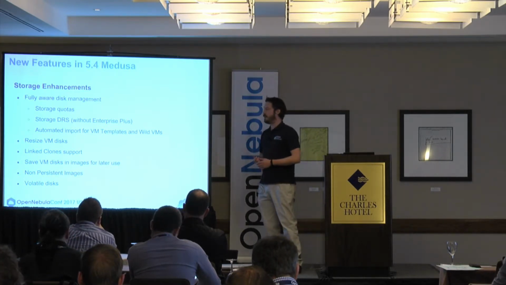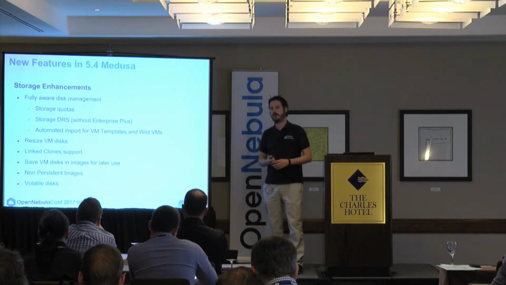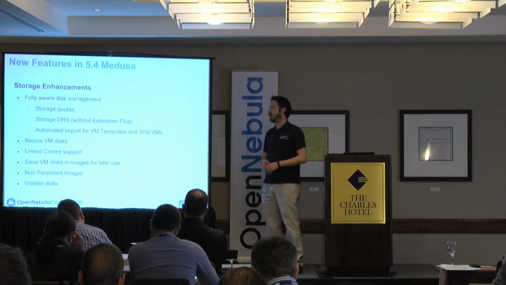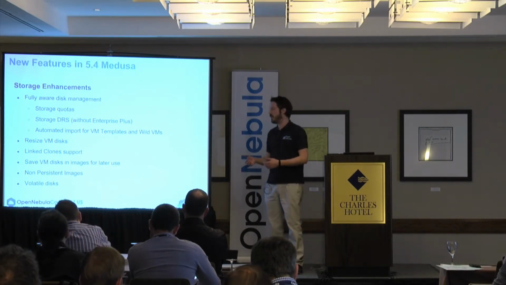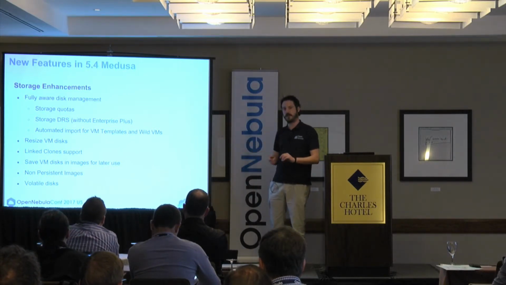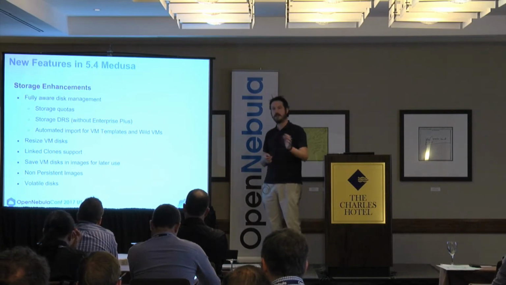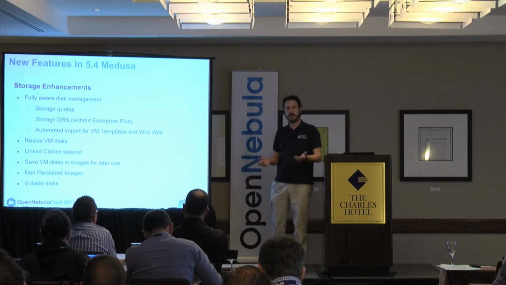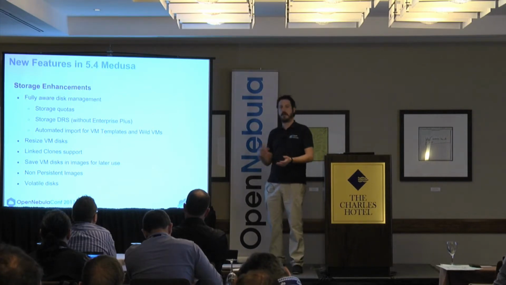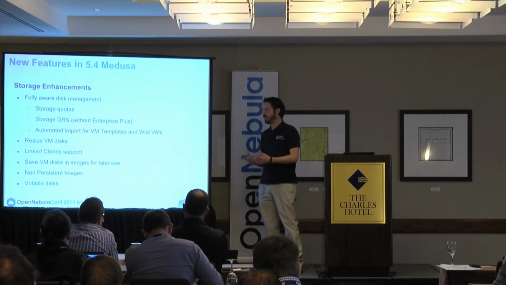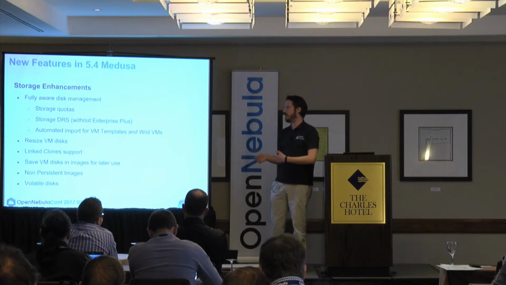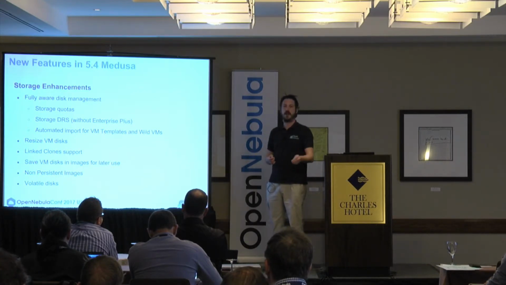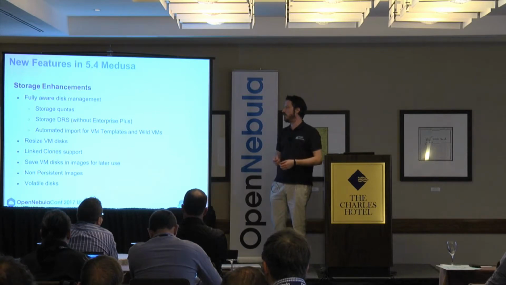Also, you have the ability to save your images afterwards. So you can spin up a VM, make some changes on your disk. You can even use volatile disks, so these are disks that OpenNebula creates on the fly. You can add a scratch disk for a VM, and then later on decide, oh, I have something really important there, I want to save it. So now you have the ability to save that into the data store and even attach that to new VMs.